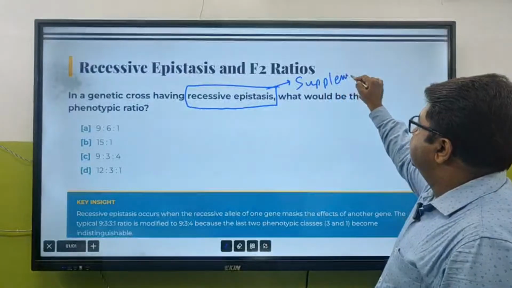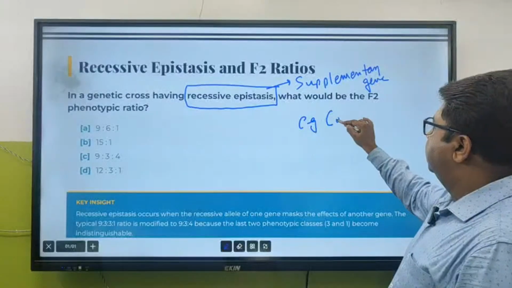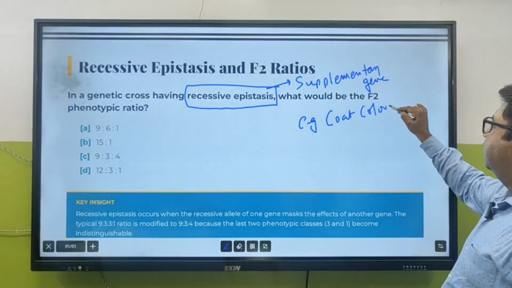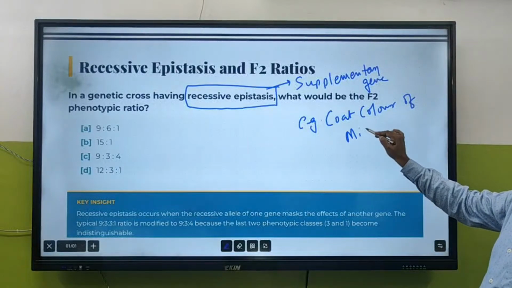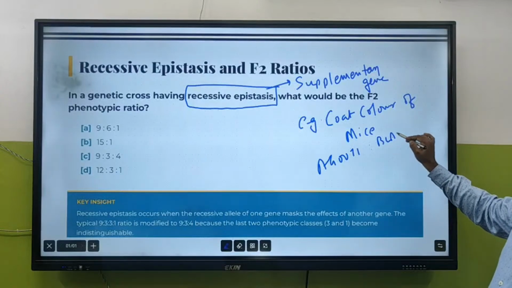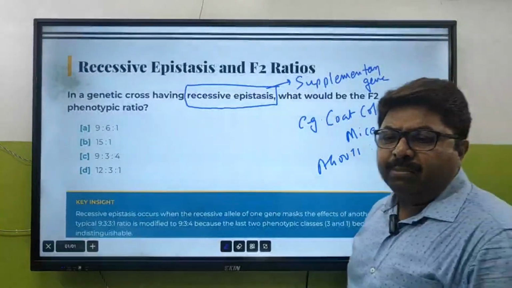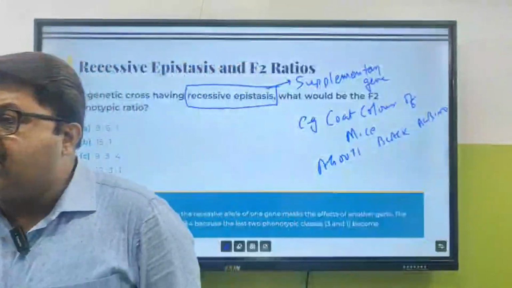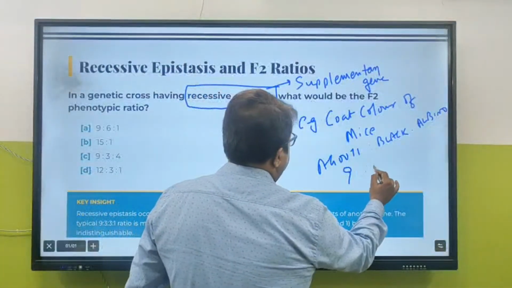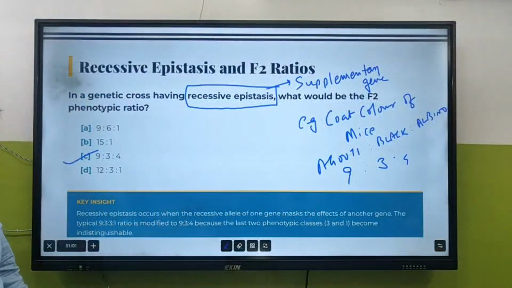Tell me the example of supplementary gene. Coat color of mice. So they have agouti, black and albino. We have done it already. The ratio is 9:3:4. Answer is there. Key insights, you have seen the key insights. Good, very good. Very smart.